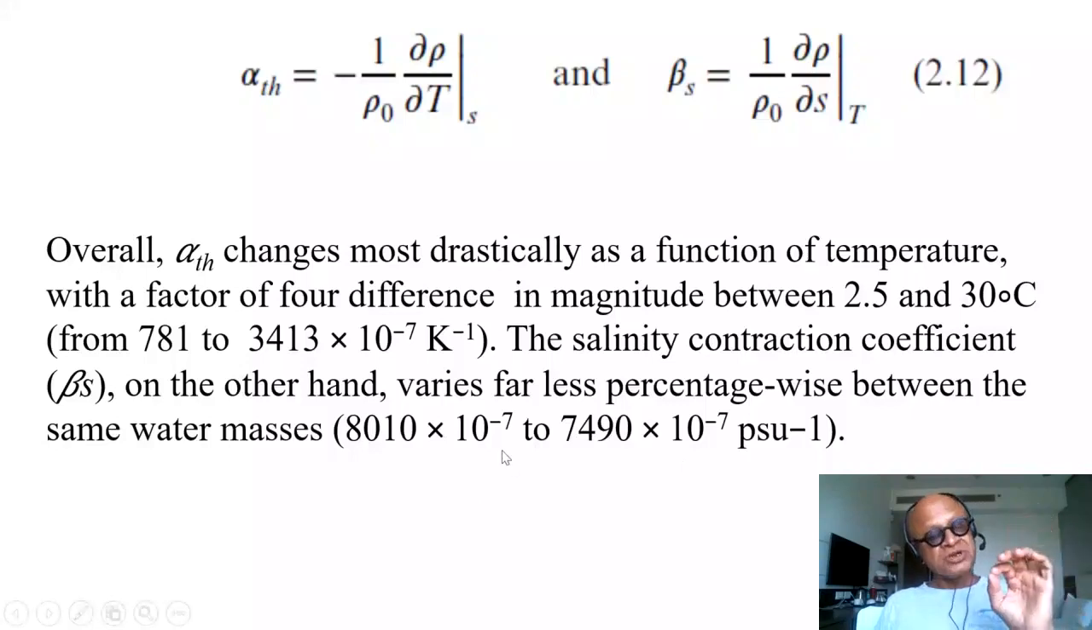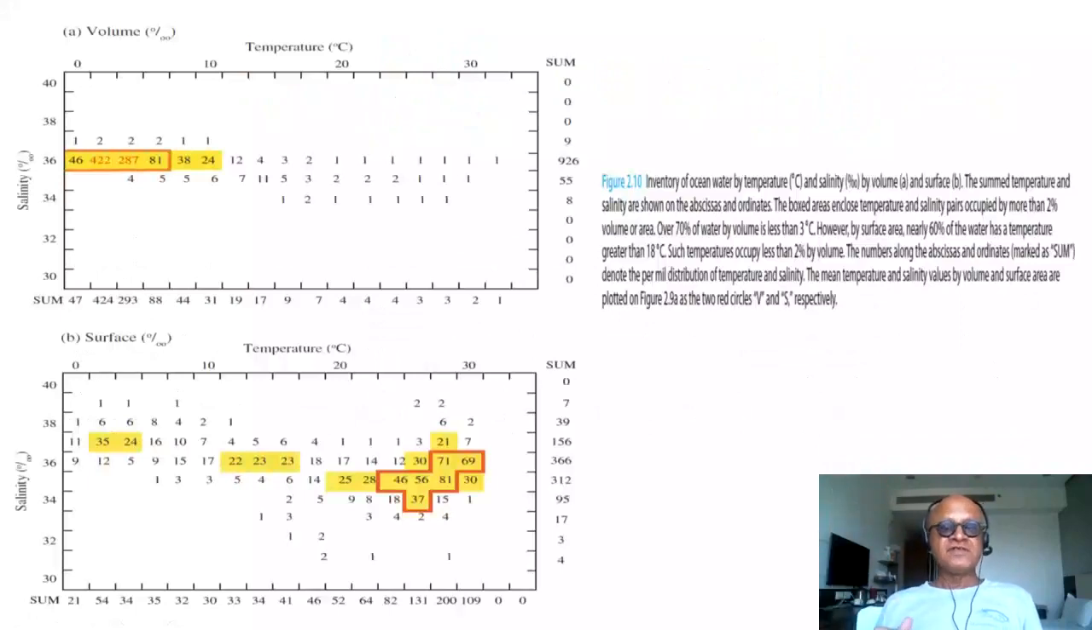There is also a pressure effect on these two that is important when you go from the surface to the deep ocean. These are kind of scientific curiosities that I won't go too much into. Basically, the book looks at the volume percentage occupied by the various combinations of salinities and temperatures and the surface area.